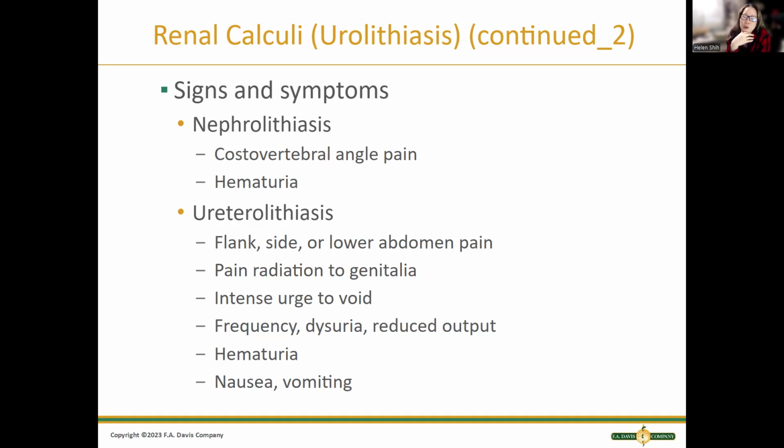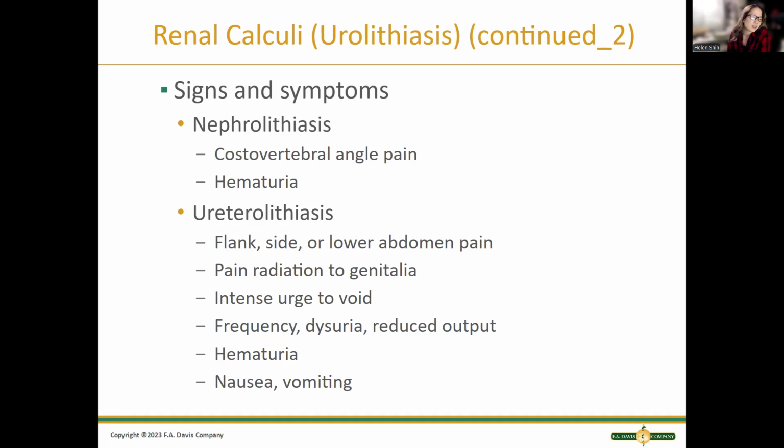If the stones are located in the ureters, you could have flank, side, or lower abdominal pain, depending on where in the ureter this is impacting. The pain can be so bad that it radiates to the genitalia. In fact, I've heard women who've given birth vaginally compare the pain from vaginal birth to passing a stone. Some women have said that passing a kidney stone feels way worse than pushing a baby out.